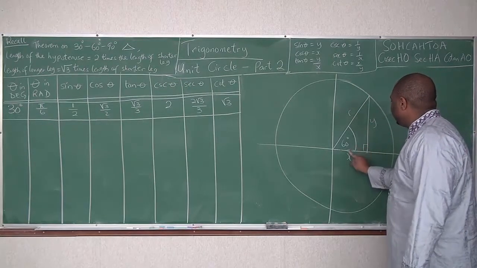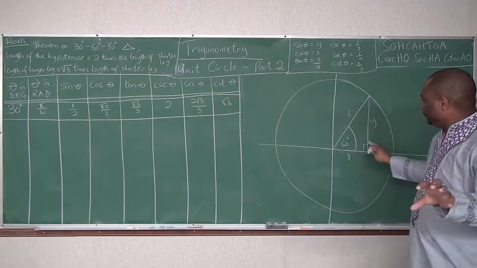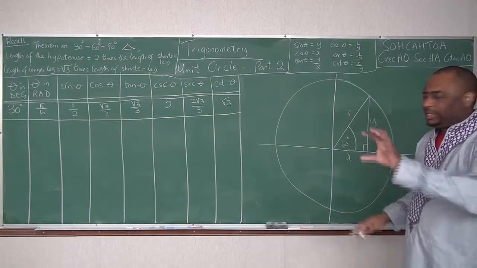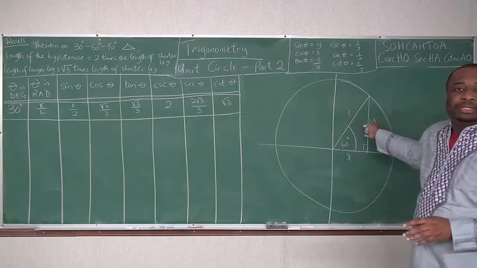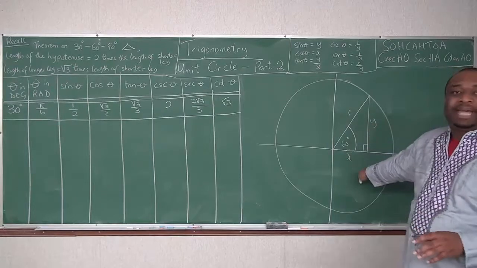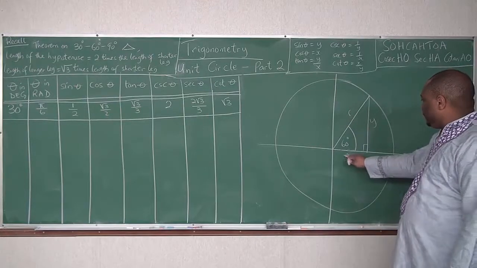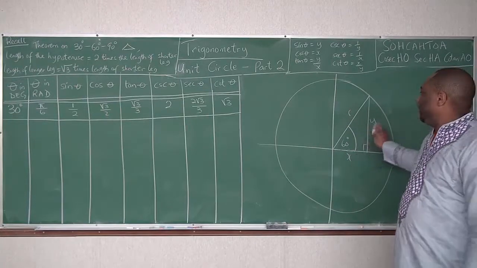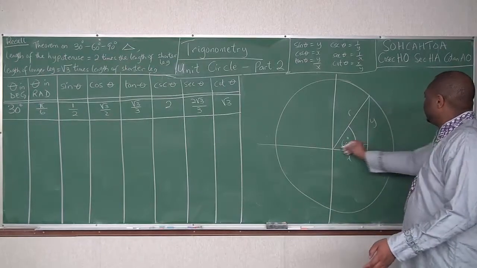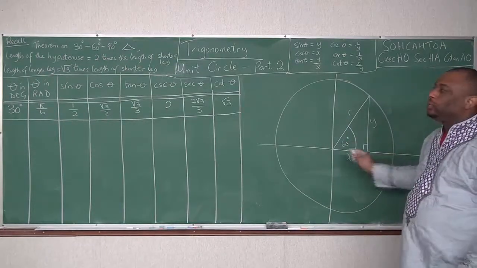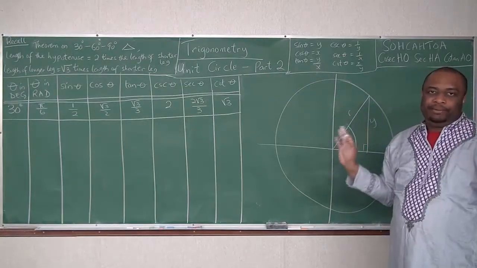Now, do you notice something here? Compare, if it was 30 degrees, you see that the shorter was y and the longer was x. But in 60 degrees, the shorter is x and the longer is y. Because remember, if it was 30, we drew it like this. So the same theorem still applies. That is why I did not erase the theorem.